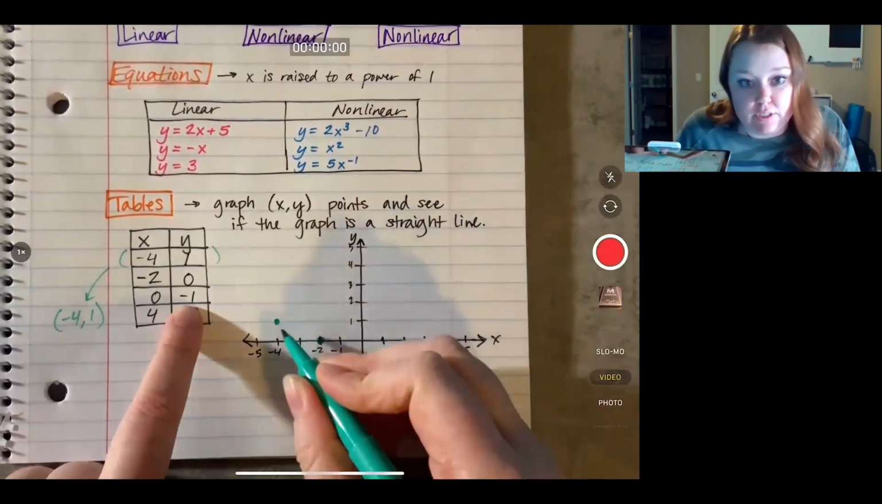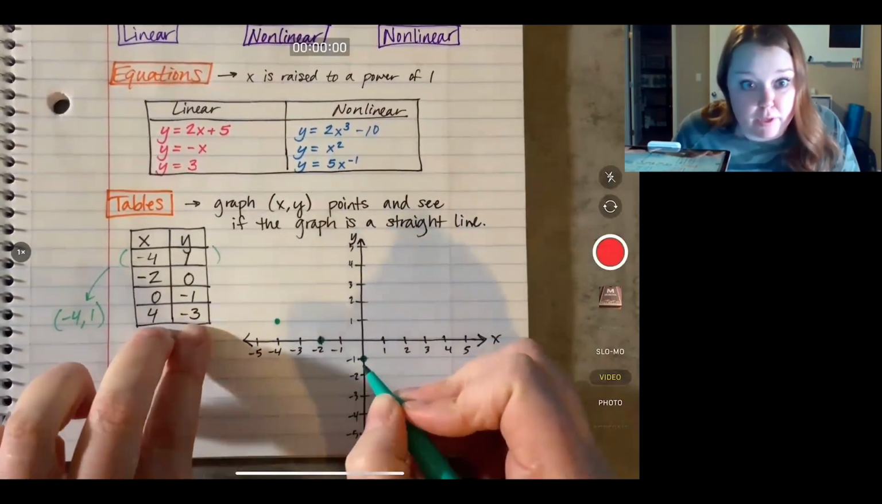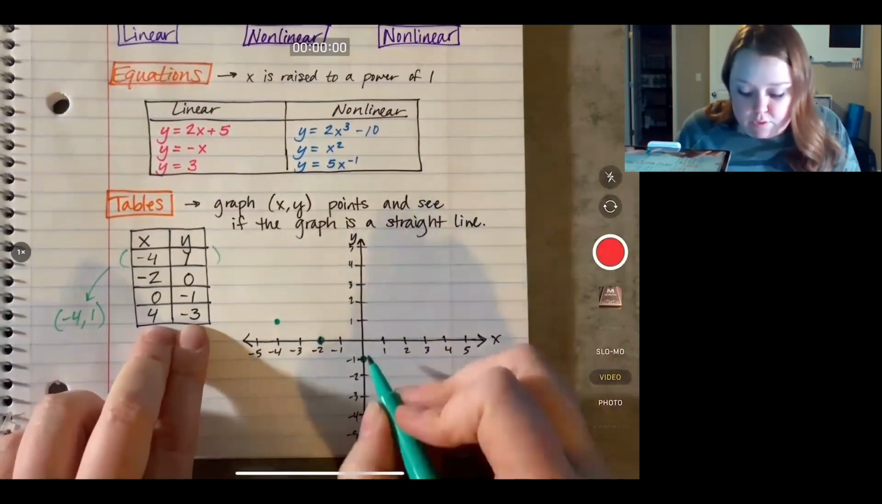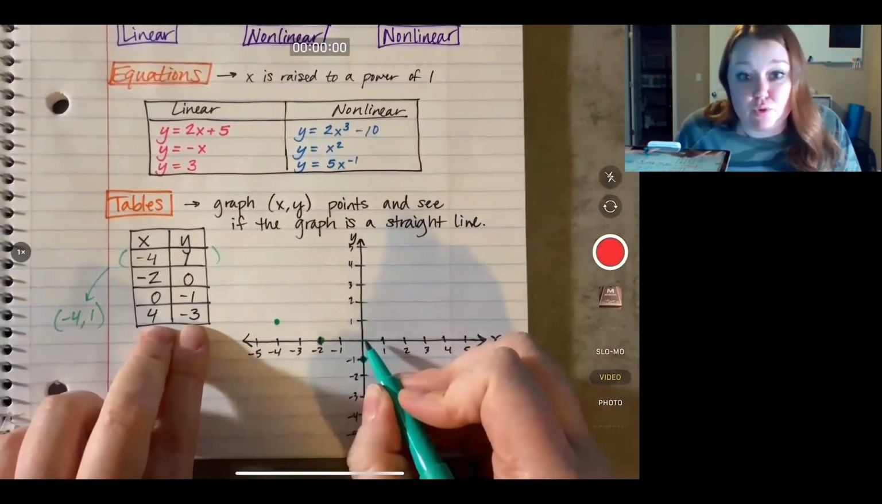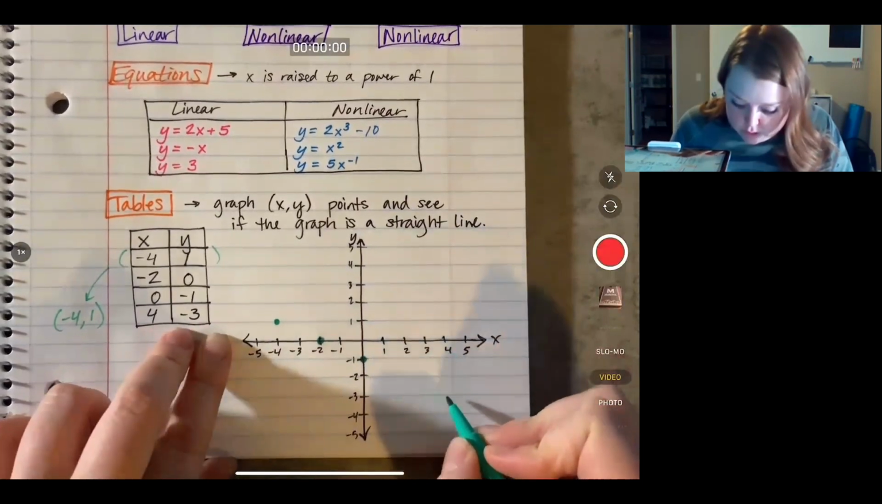Okay, and they're looking like they're falling in a straight line so far, but we still have to check the last point. We have to check every point. Last one is 4, -3. So I start at the origin. I go to the right 4, since it's +4, and then I go down 3.